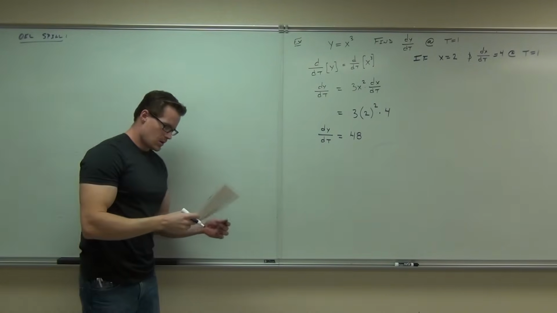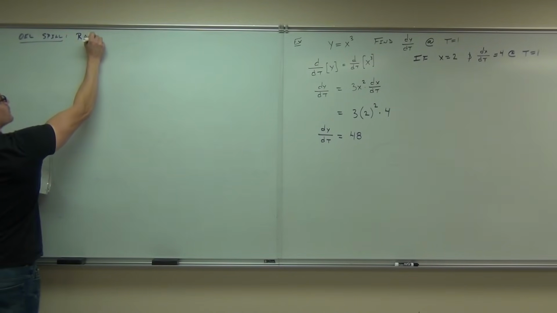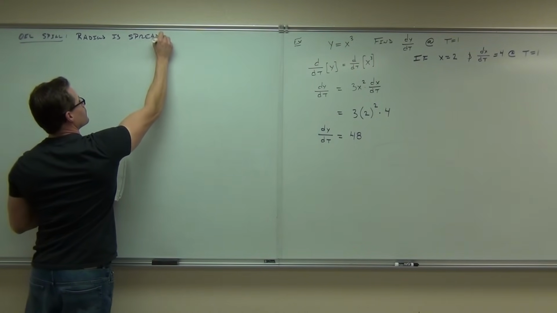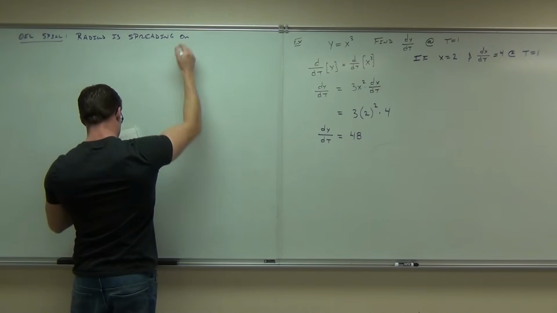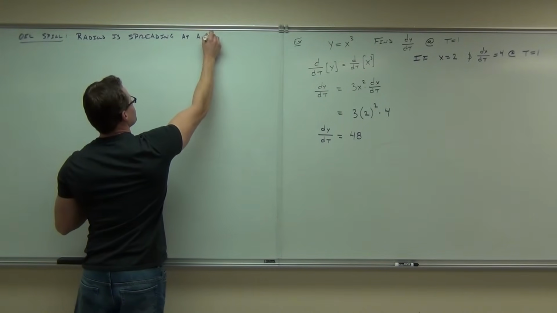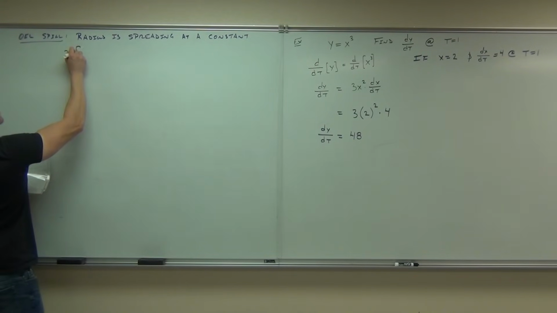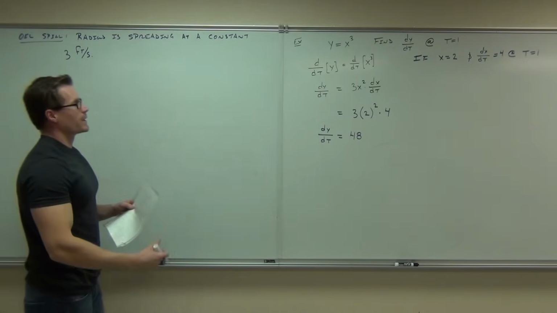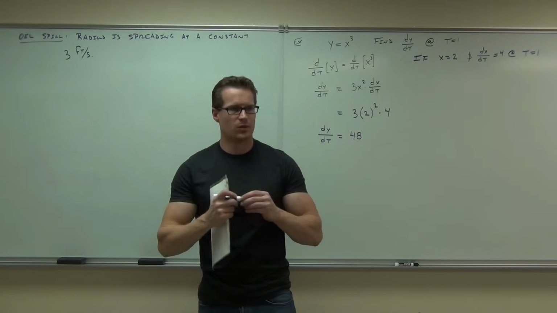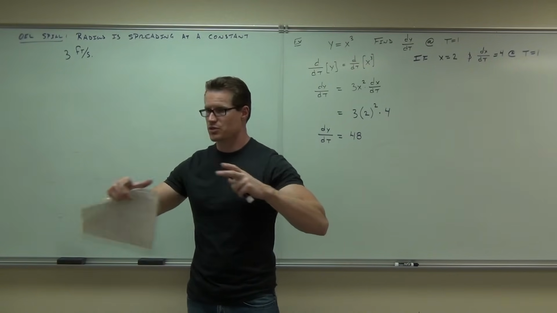Oil spill. Here's what we know. Radius is spreading at a constant 3 feet per second. This is one of two cases because naturally, if you think about an oil spill, the radius should actually slow down, right? Because that area is getting massive after a certain amount of time. So the radius should actually slow down spreading.